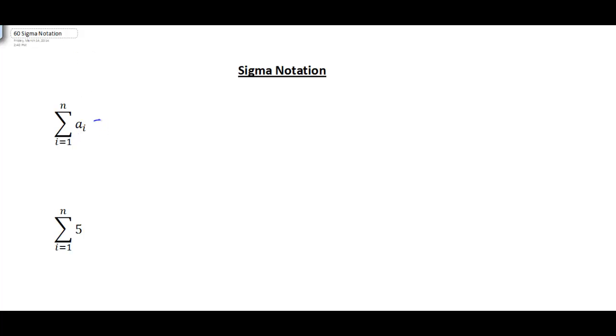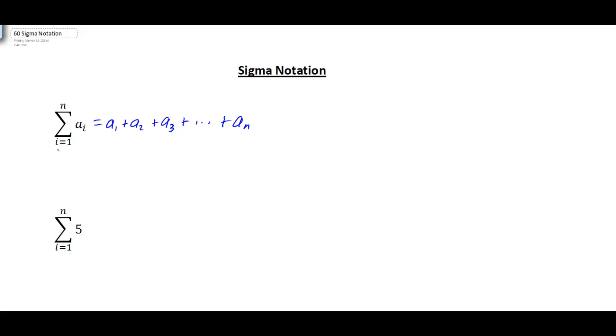Basically what this means is you would start with i equals 1 and plug 1 in for the i, so you would have a sub 1, and then you would add, then you would count and plug in a 2, and you get a sub 2, and you would keep doing this all the way up until you get to this upper limit. So if this upper limit n was 3, then you would have a sub 1 plus a sub 2 plus a sub 3, and you would sum those up together, and that's your answer. But here, this is going to whatever the upper limit is, so this would be a sub n.